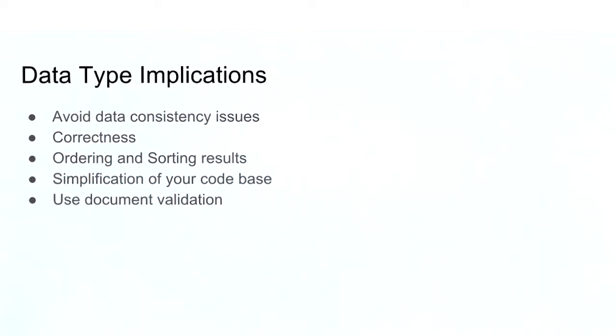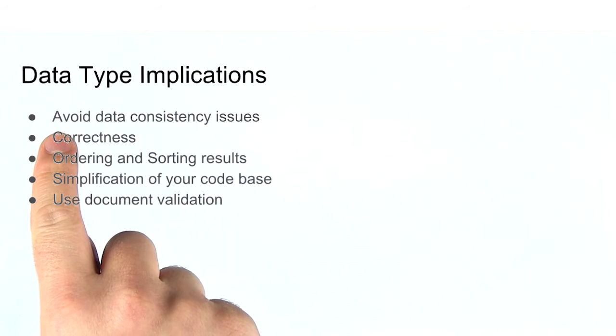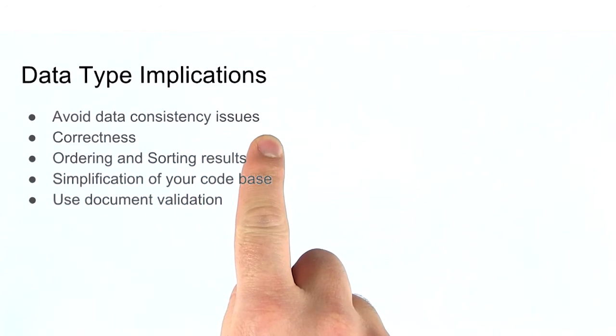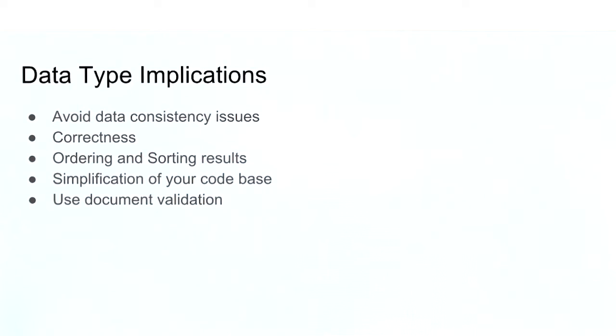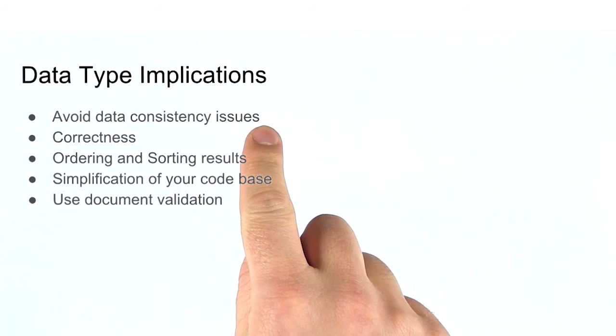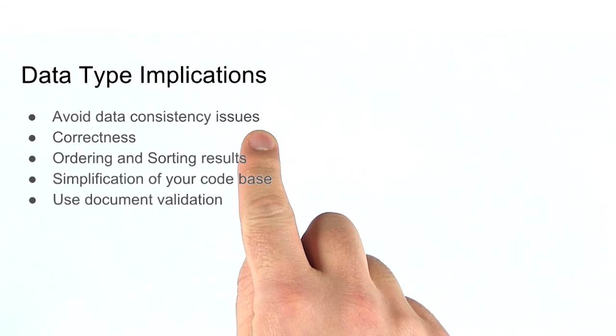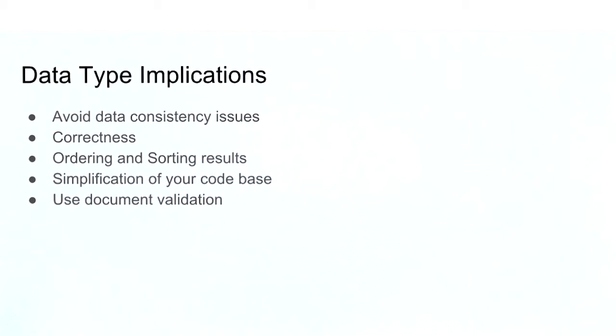As a recap, there are several different data type implications that you should be aware of, and you need to deal with those once you're using a flexible schema. You should be aware, and your application should be aware, that it needs to avoid data consistency issues. If one client writes one data type, the other clients should also write exactly the same data type. Otherwise, it might be confusing for different clients to deal with different data types.